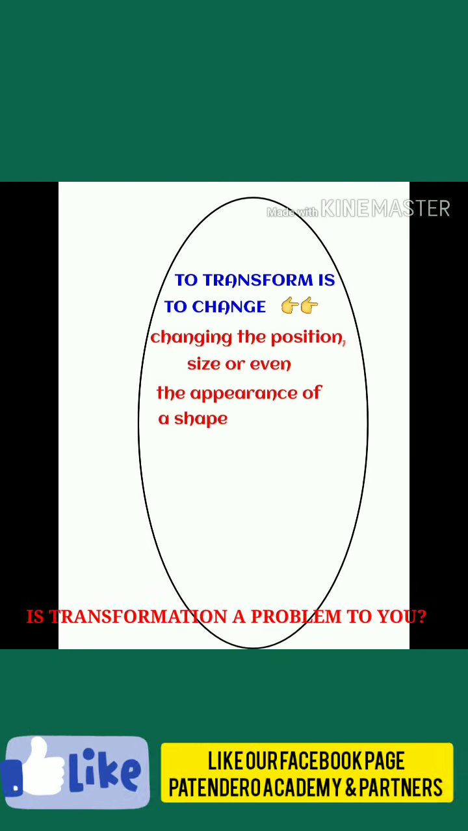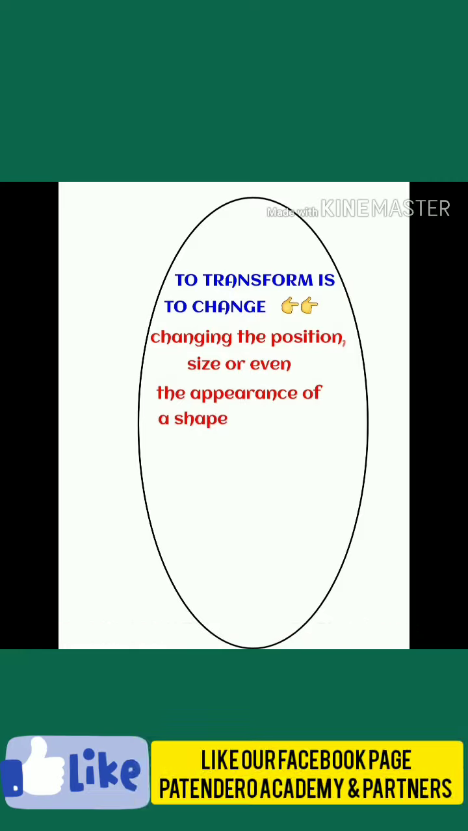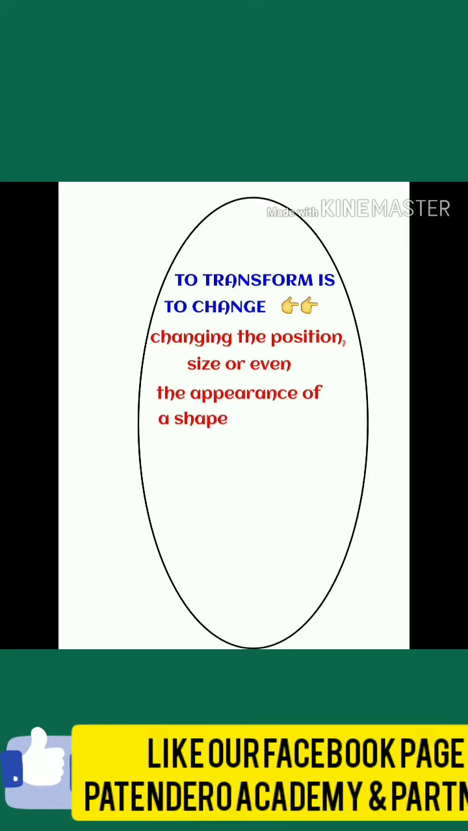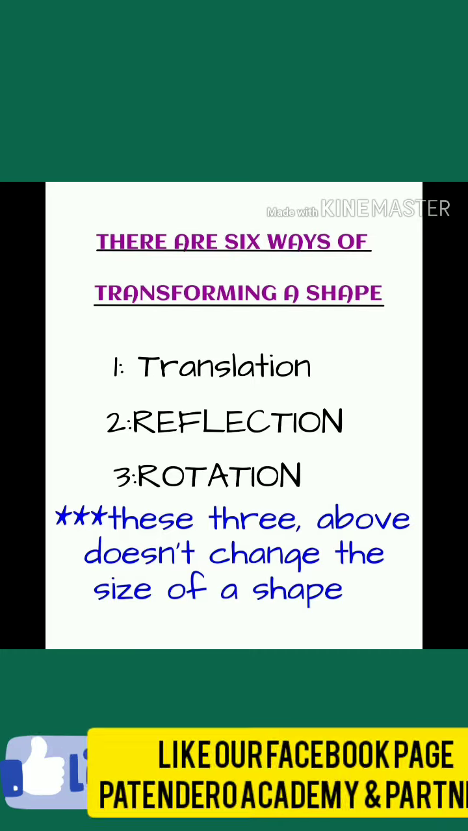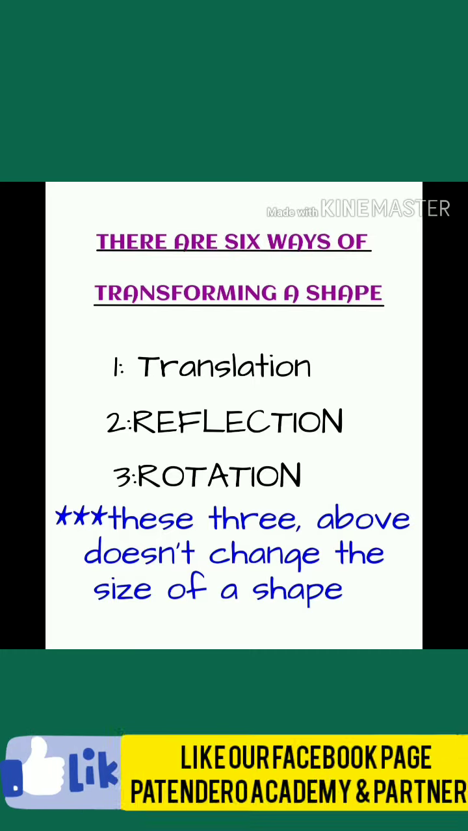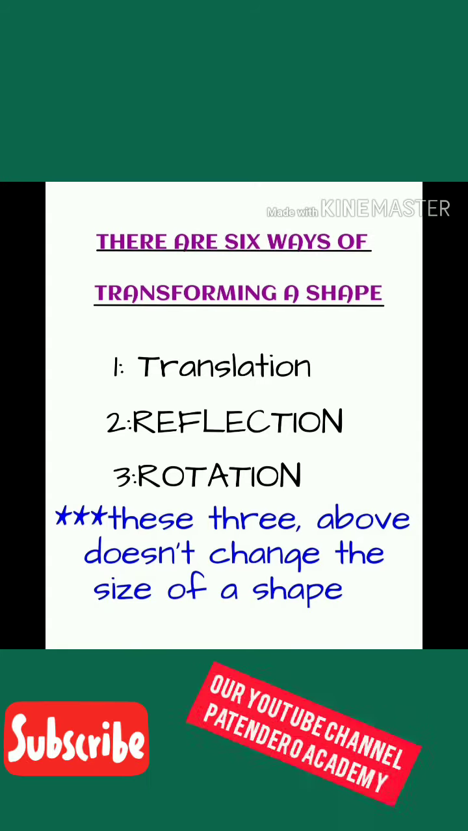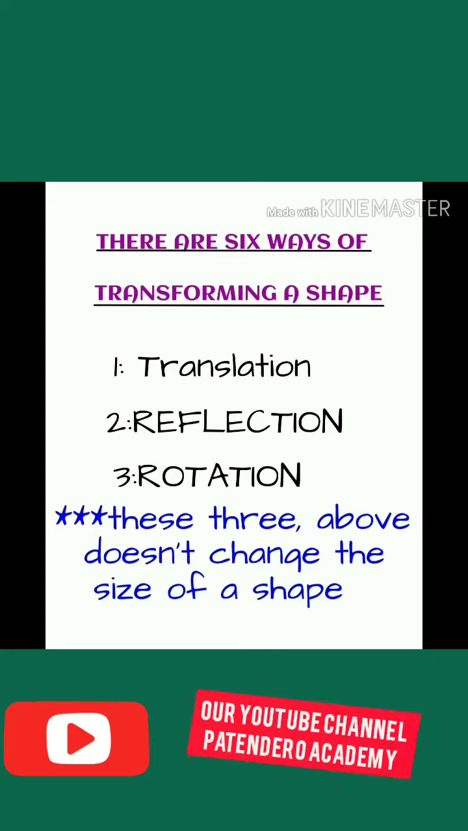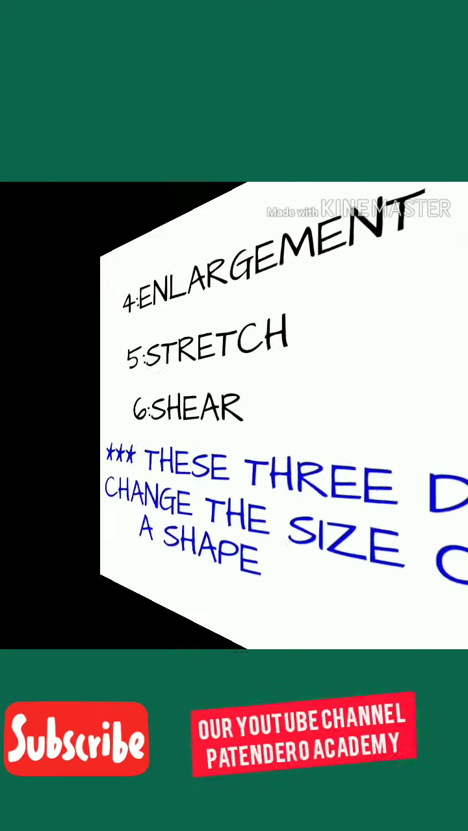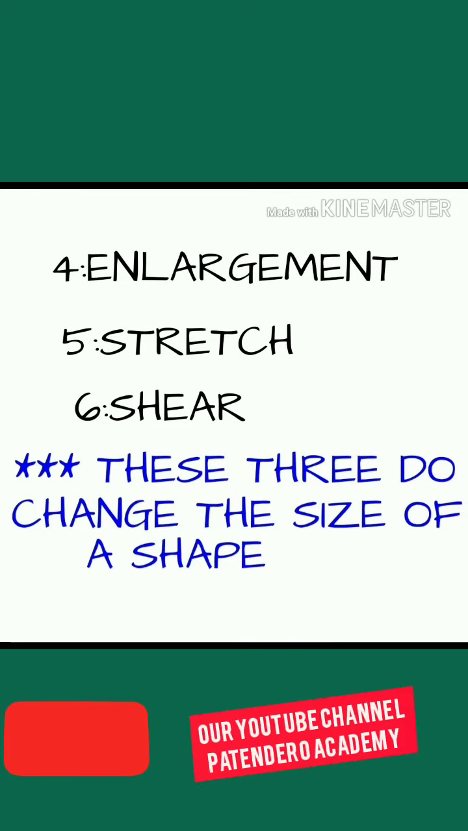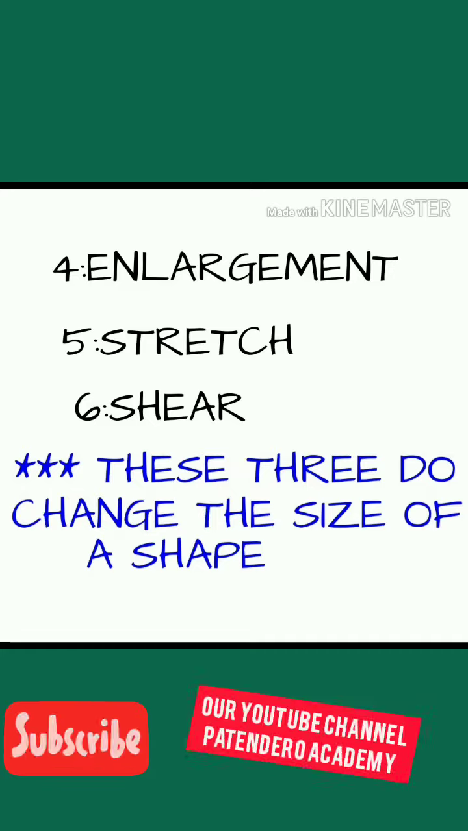Okay, so what is to transform? To transform is to change the position, the size, or even the appearance of any shape. There are six ways of transforming a shape: translation, reflection, and rotation. These first three do not change the size of the shape. The shapes will remain the same in terms of size. But these three, enlargement, stretch, and shear, do affect the sizes of shapes.